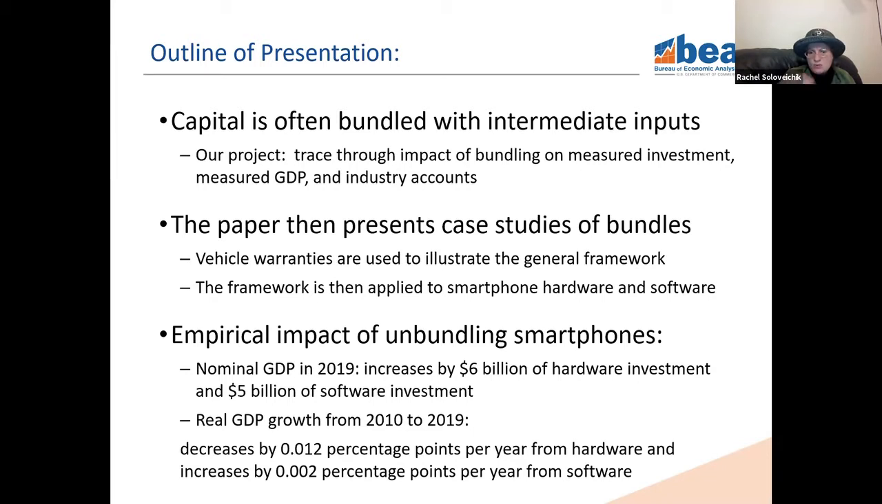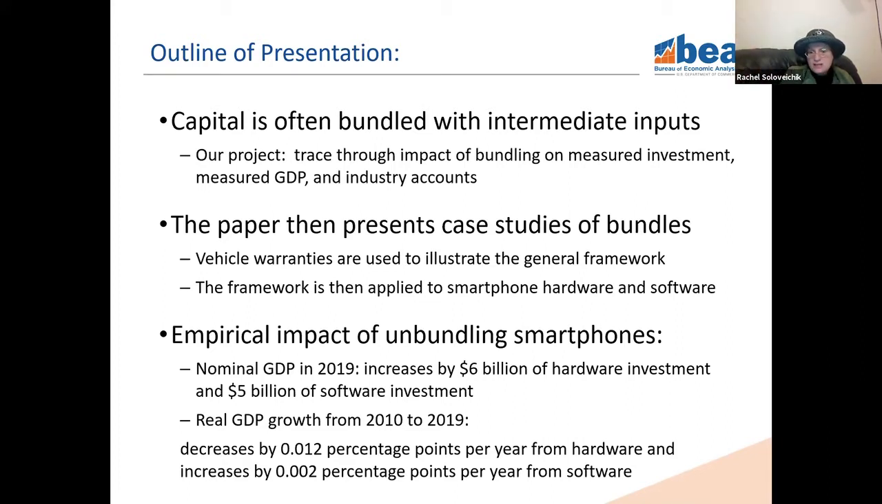And normally it doesn't really affect measurement because you're paying the same amount of money and you're getting the same amount of yogurt in the end, labeling on the receipt. But it does matter when capital is bundled with intermediate inputs. Just the way GDP is constructed, capital is counted when it happens and when it produces a stream of services. So when you call something capital, nominal GDP and nominal investment just mechanically go up.